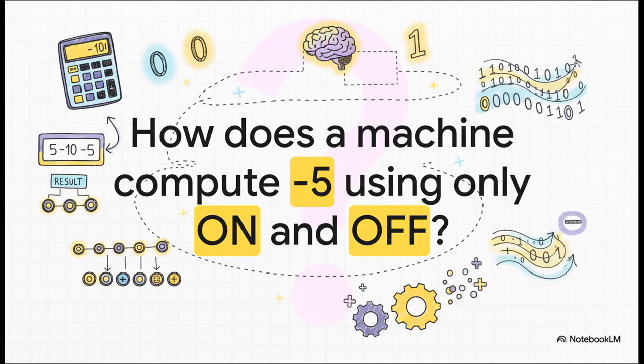So, let's start with a puzzle that feels a little bit like a magic trick. How in the world does a calculator take 5 minus 10 and spit out -5? I mean, it's just a bunch of on and off switches, right? Where does the minus sign even come from? That's the core mystery we're cracking today.